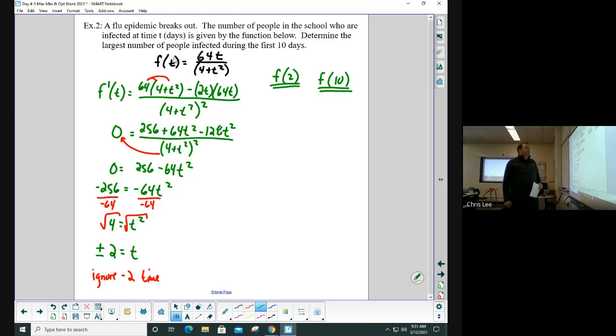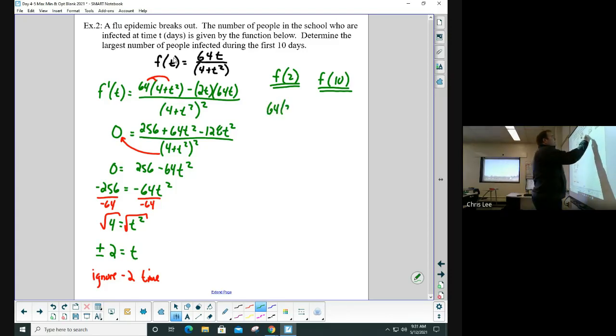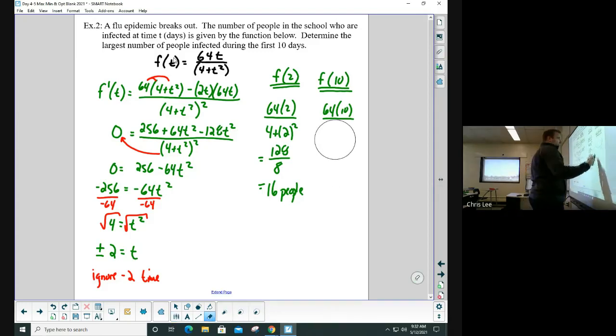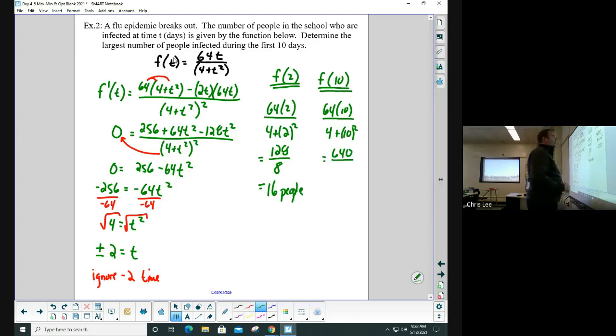So very quickly I'll substitute those into the original equation. 64 times 2 over 4 plus 2 squared. So that's going to get me 128 on the top. 2 squared is 4, plus 4 is 8 on the bottom. So there are 16 people infected on day 2. What about day 10? 64 times 10 over 4 plus 10 squared is 640 over 104, which is 6.15 people.